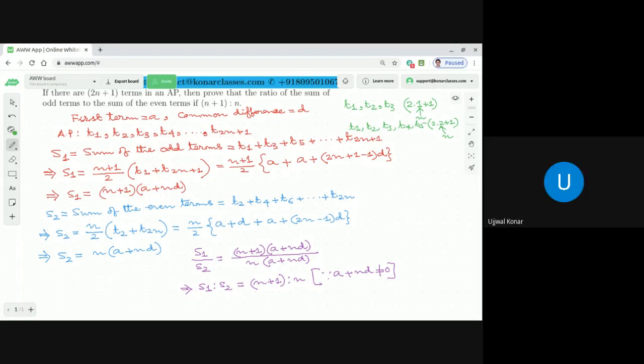Or in very simple terms, without the explanation I have given, you can say that if there are a total of 2n plus 1 terms, 1, 2, 3 up to 2n plus 1, how many are odd and how many are even? Obviously, n plus 1 are odd terms and n are even terms, correct, no? Yes. Okay. If this is clear, can we proceed to the next question? Yes.